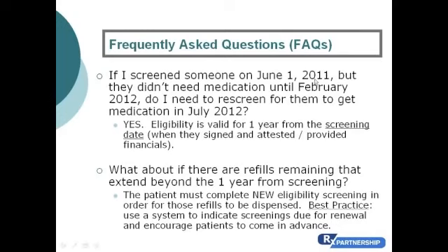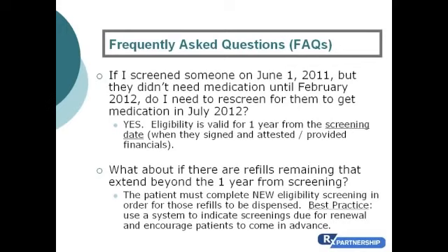The short answer here is yes, but to give a little more detail, it is really about that screening date. When they signed and attested and provided those financials, that's when the clock starts ticking. So keep that in mind. Make sure you're regularly updating eligibility. And this is where I was mentioning that refills issue.